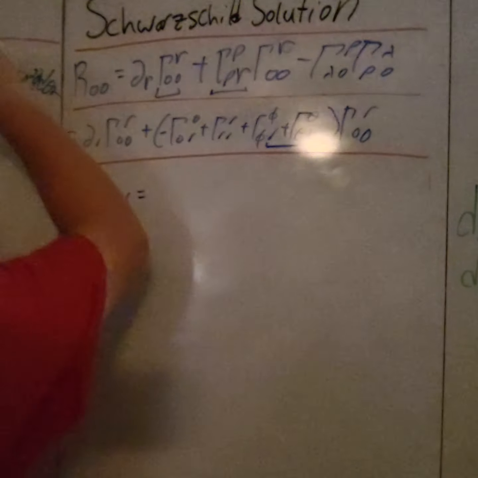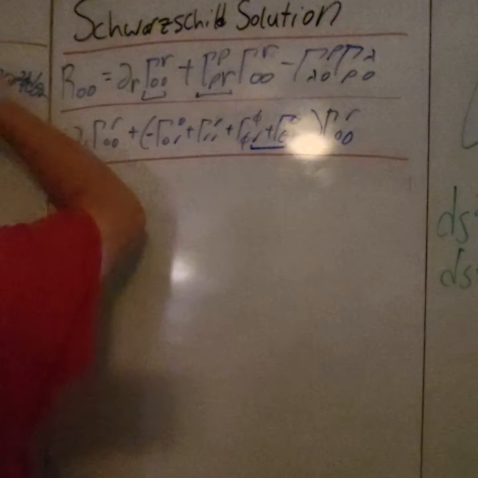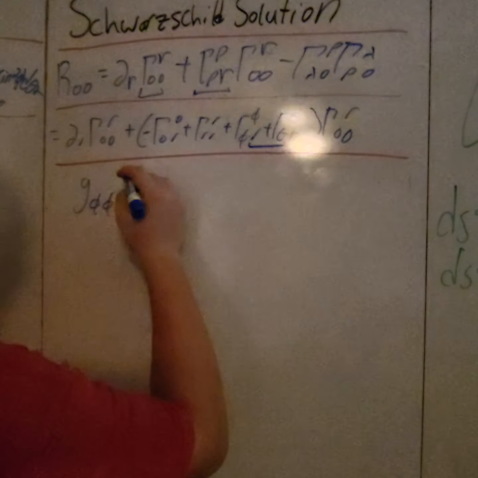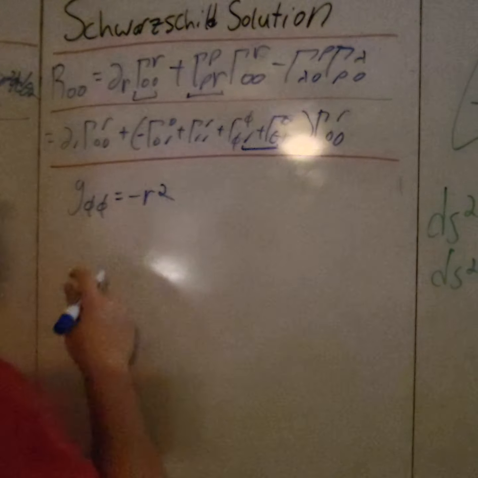G phi phi is equal to negative r squared.